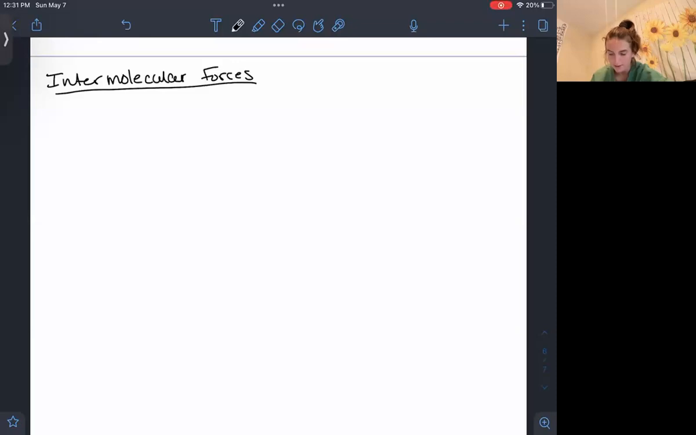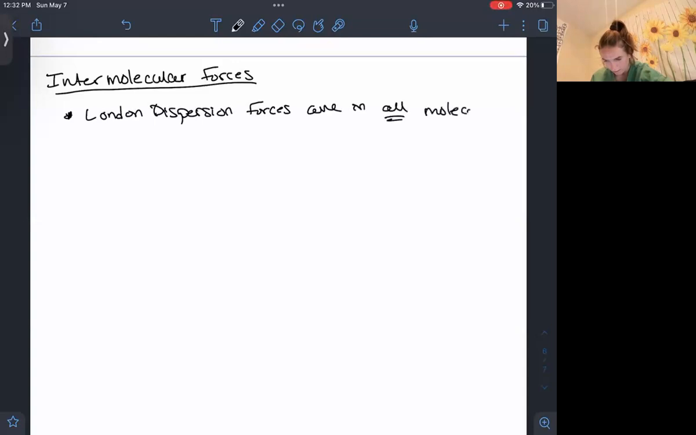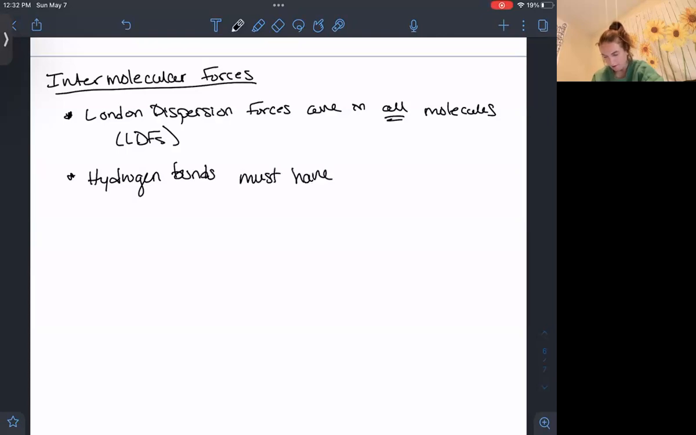Okay, so for intermolecular forces, you always want to know that London dispersion forces are in all molecules. These are your LDFs. Whether this is polar, non-polar, anything like that, London dispersion forces will always be present. Hydrogen bonds must have an H-O, H-N or H-F.